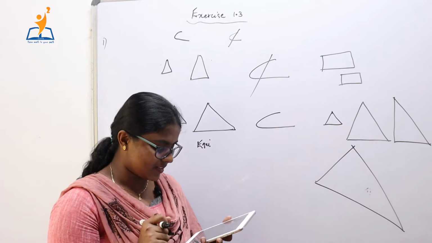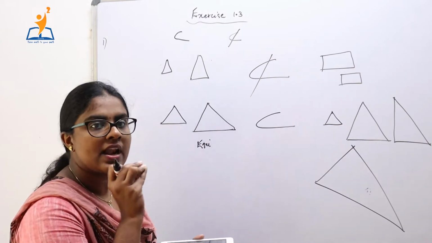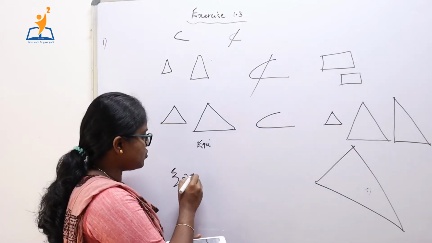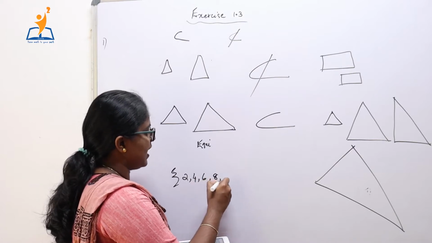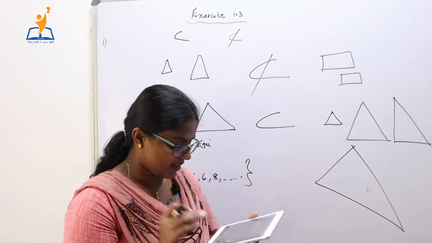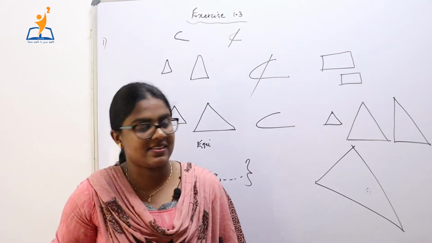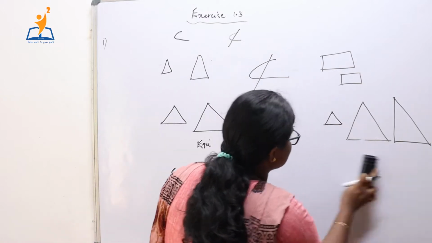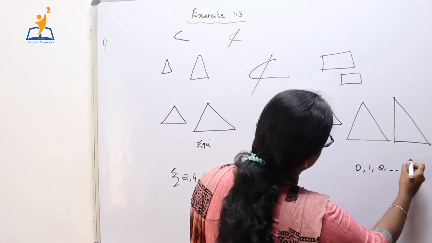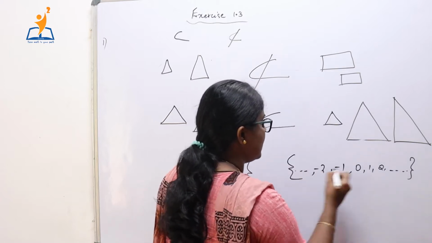Moving on to the next question. The set of all x such that x is an even natural number. What are even natural numbers? We know that they are 2, 4, 6, 8, and so on. These are the set of even natural numbers. And on the other side we have x is an integer, and we know which are the integers: 0, 1, 2, and it goes like that. On this side we have -1, -2, and it will go like this.